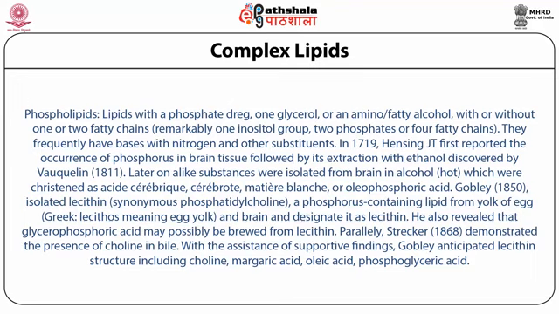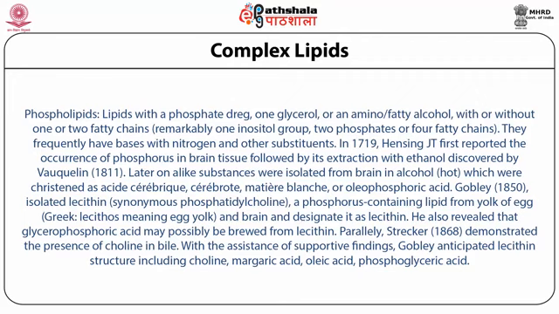Gobley in 1850 isolated lecithin, which is also synonymously known as phosphatidylcholine, a phosphorus containing lipid from yolk of egg and brain, and designated it as lecithin. In Greek, lekithos means the egg yolk. He also revealed that glycerophosphoric acid may possibly be brewed from lecithin.